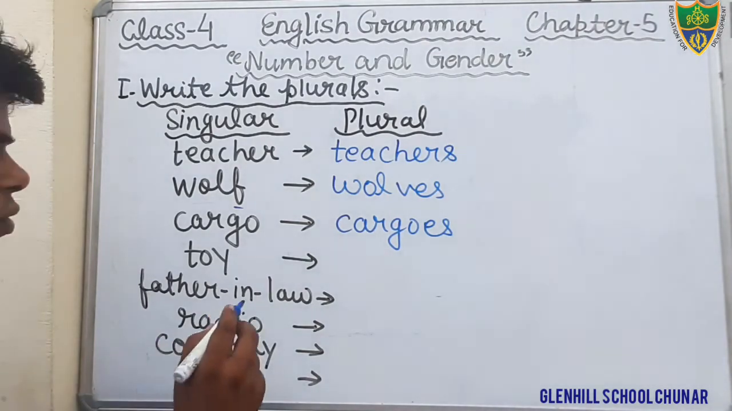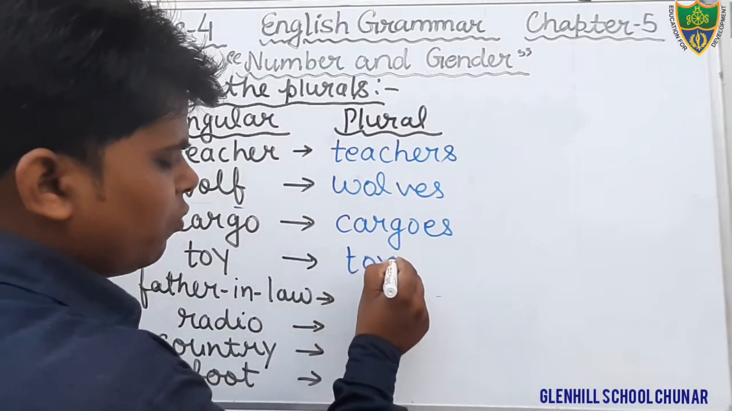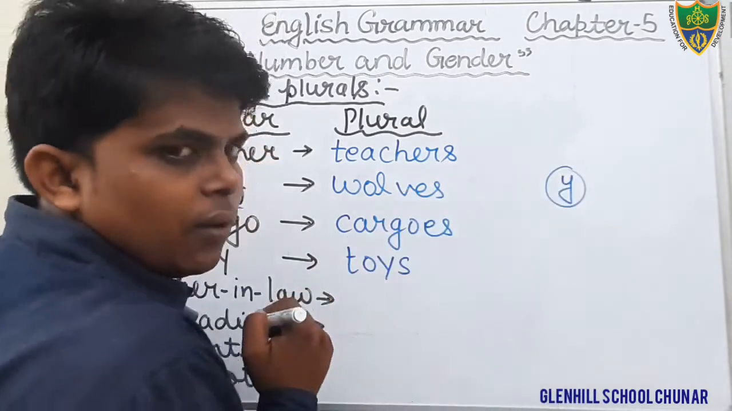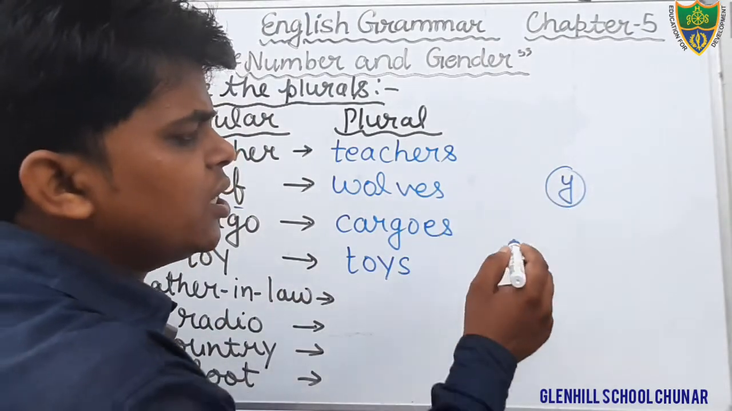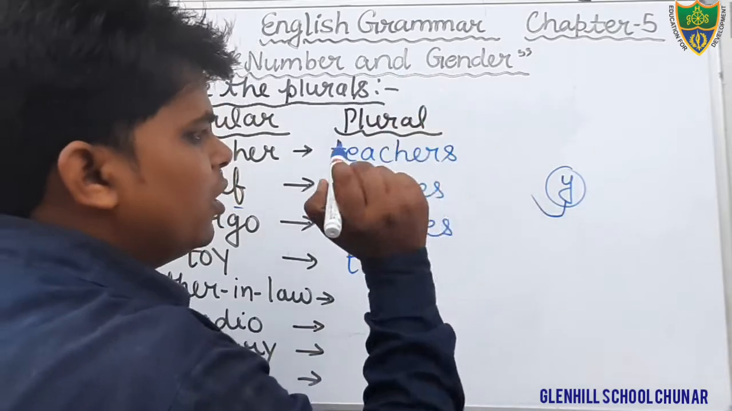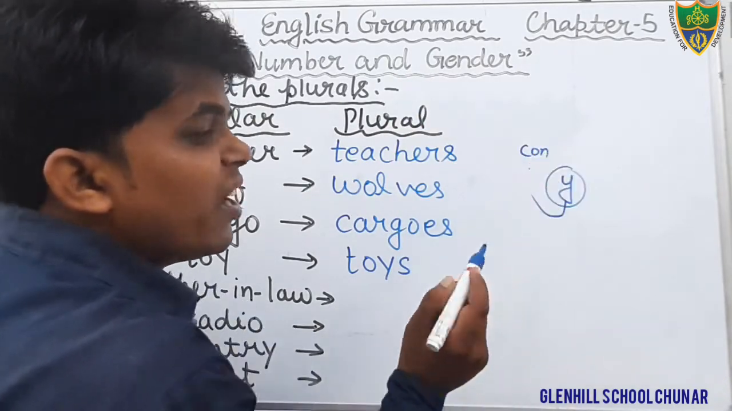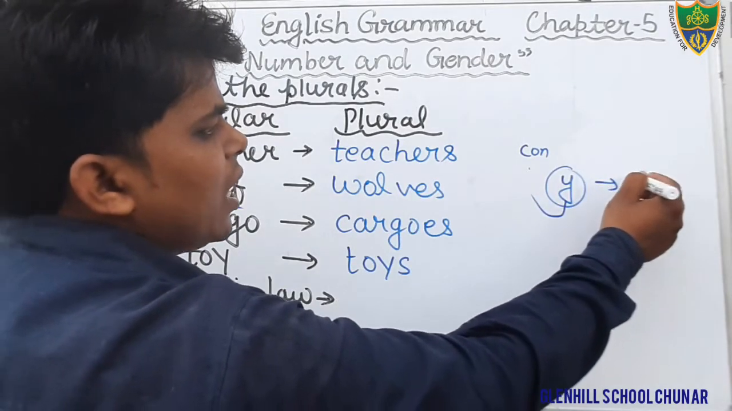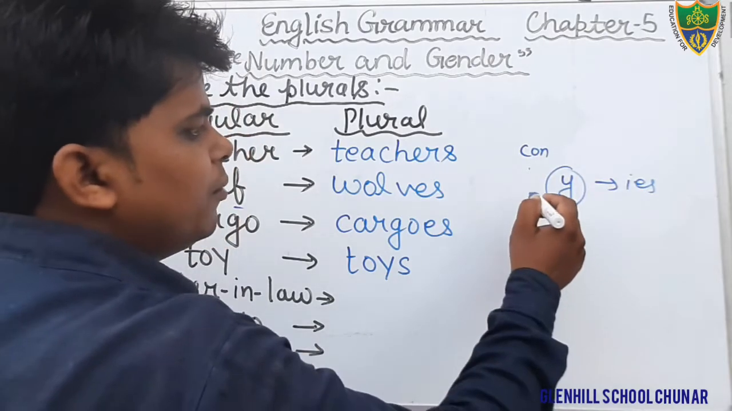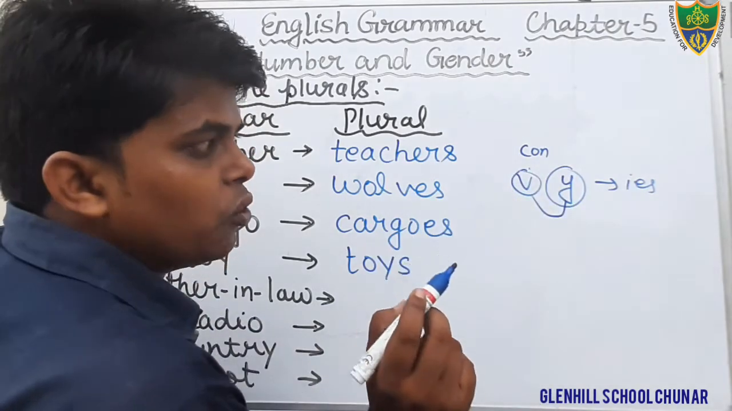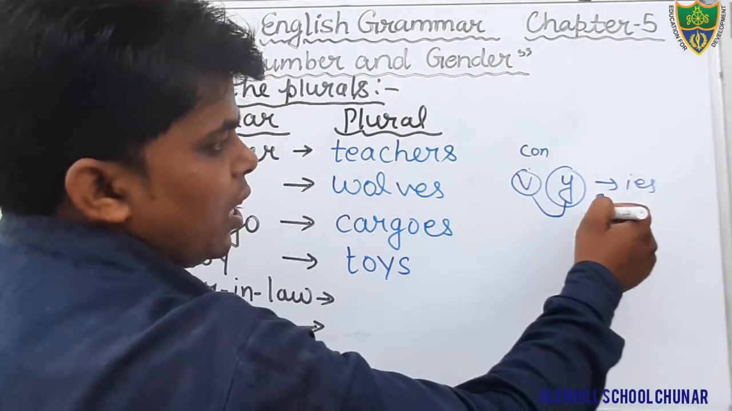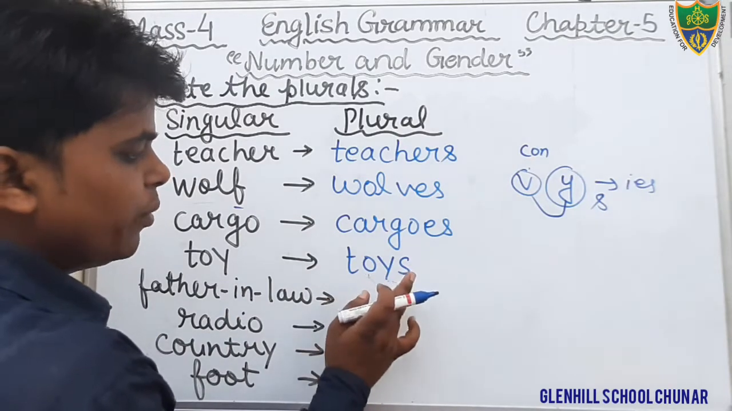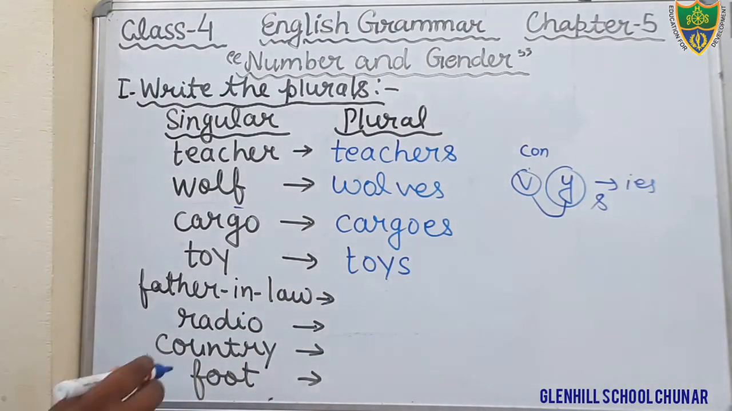Next, toy is given here. You will add here only S. Although there is a rule that for the noun that ends with Y, if just before Y there is a consonant, meaning besides A, E, I, O, U, then we will add IES at the place of Y. But if there is a vowel, meaning A, E, I, O, U, then we will add only S. You can see here before Y there is a vowel. Therefore, we will add here S to make plural. Okay, students? So just write it.